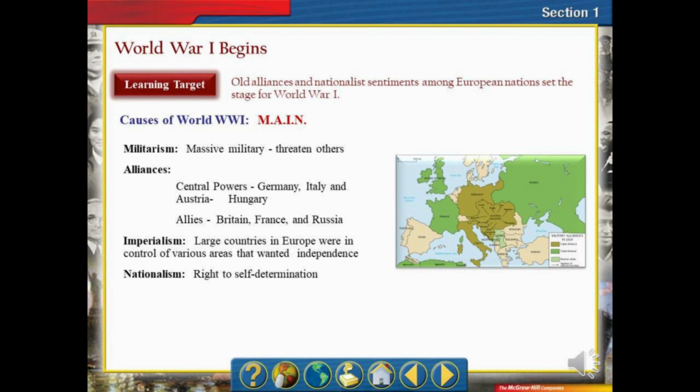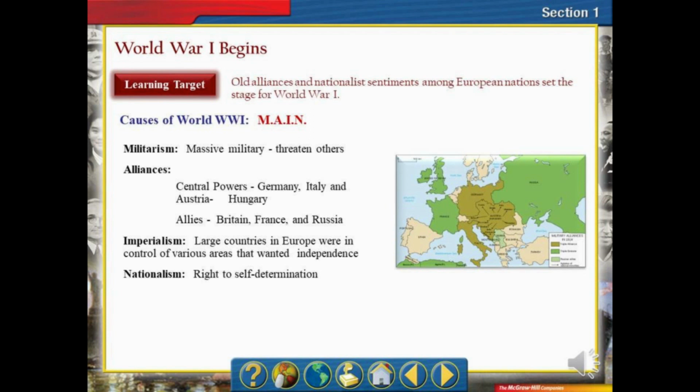And the way you remember the causes of World War I is the acronym MAIN, M-A-I-N. M stands for militarism. That is the concept of nations developing massive militaries to threaten one another. In other words, if two countries are not getting along with each other, they will use their military to solve the problem, not some type of peace negotiations.